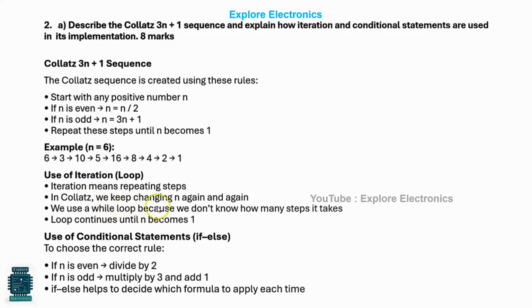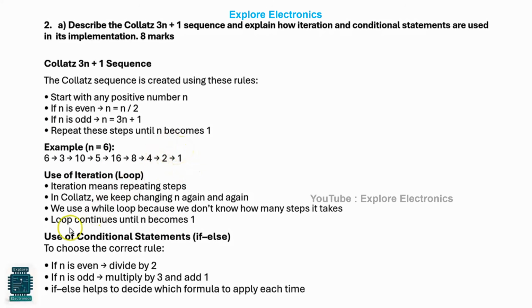We use a while loop because we don't know how many steps it takes. We are going to repeat this, and that's why we are using a while loop. The loop continues until n becomes 1. You have seen here, the loop continues until n becomes 1.